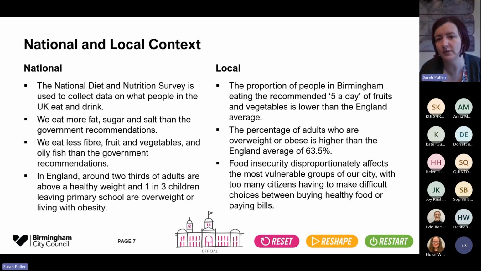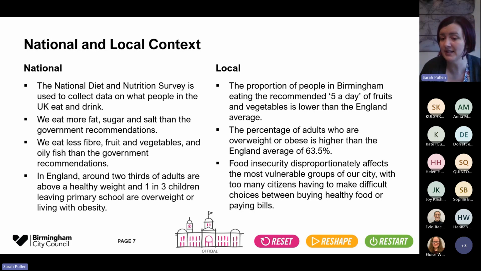On a local level, the proportion of Birmingham eating the recommended 5 a day fruits and vegetables is also lower than the England average, so even poorer than the level across the nation. The percentage of adults who are overweight or obese is also higher than the England average at 63.5%. And also food insecurity disproportionately affects the most vulnerable groups in our city.